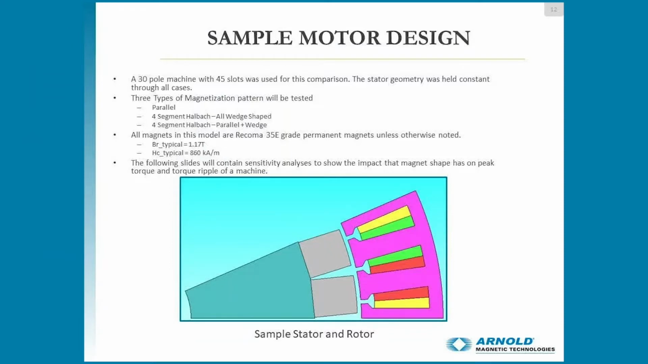In our comparison here, the stator geometry was held constant through all cases. And the three types of magnetization patterns we're going to test are a parallel, which you see on the screen now, a 4-segment Halbach, which is all wedge-shaped, and then a 4-segment Halbach with parallel and wedge-shaped. And you'll see what I mean by parallel and wedge shapes as you see those images on the screen in the next couple slides. All the magnets in the model are Racoma 35E grade permanent magnets, unless we note otherwise, with a BR of 1.17 Tesla and the HC typical of 860 kA/m.